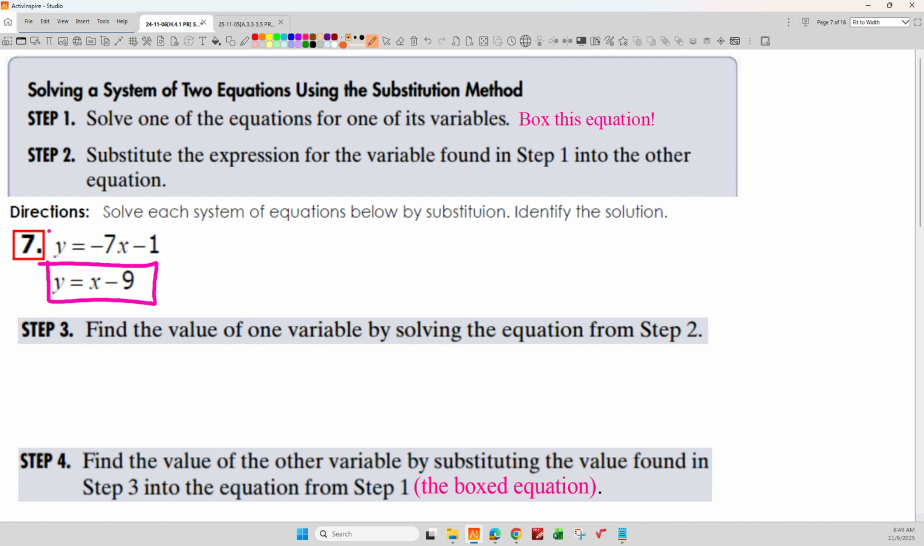So step 2 is we're going to substitute the expression for this isolated variable. We're going to plug that expression into the other equation. So we know in the bottom equation that y is equal to x minus 9. Now we're going to make that substitution into the top equation. What equation do we get? So now we get x minus 9, because that's what y has become, is equal to negative 7x minus 1.